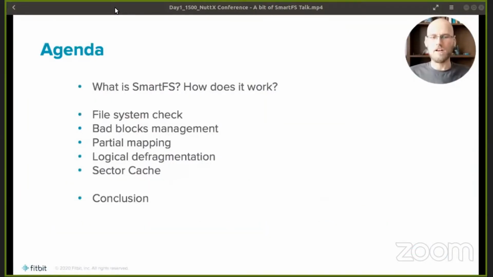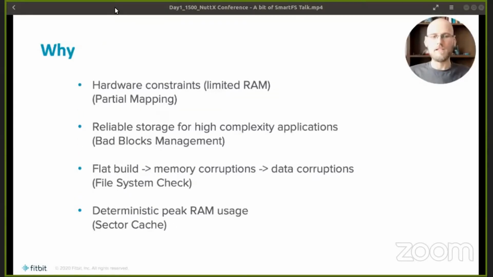During these years, I have implemented a few mechanisms such as file system check, bad blocks management, partial mapping, logical defragmentation, and sector cache. Before diving into each one of these subjects, I would like to discuss the reasons behind these changes and why they were needed. At Fitbit, we build fitness trackers which have multiple hardware constraints, the most important being small RAM and ROM memories and small batteries. A full battery should last for at least 7 days.